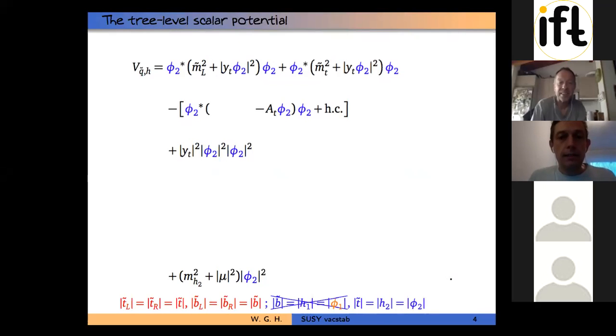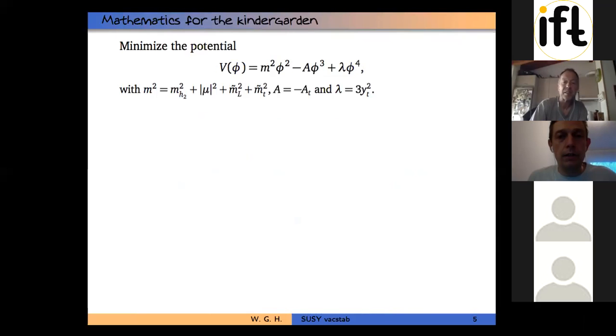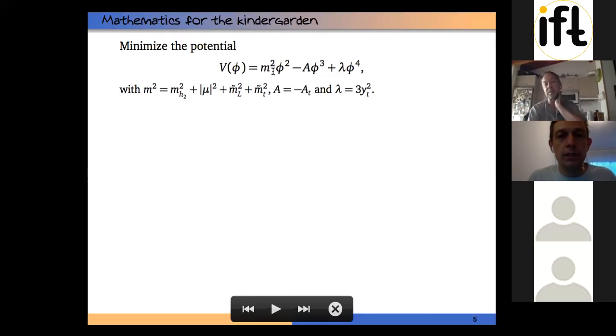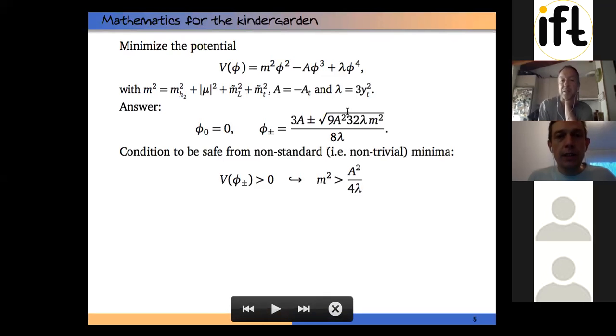This is basically behind this very old analytical bounds that are still somehow used to give a quick and dirty estimate whether or not charge and color breaking minima exist. And this is quite simple. So we have this quartic potential, there's a mass term, there's a trilinear term, there's a self-coupling. All these coefficients can be expressed in terms of the fundamental couplings of the theory. Now you minimize this guy.